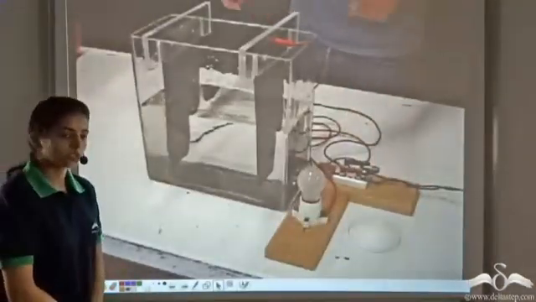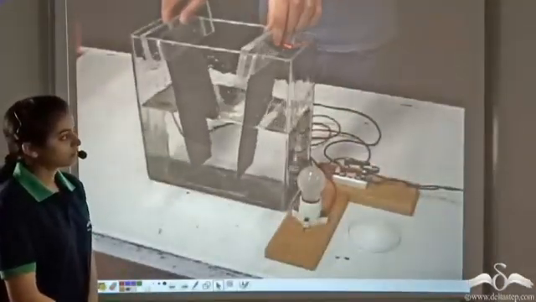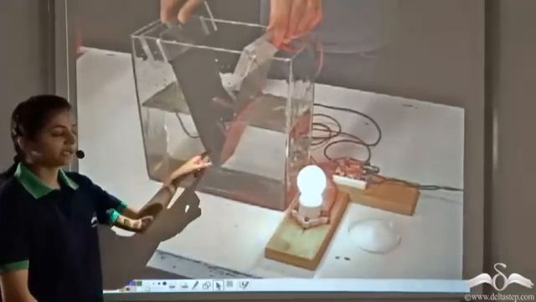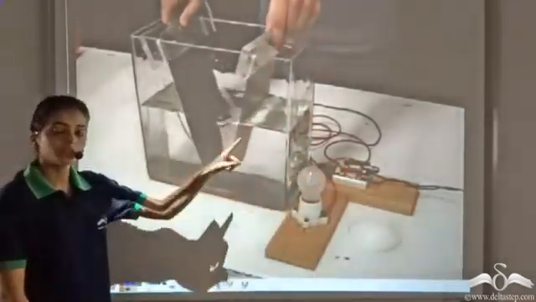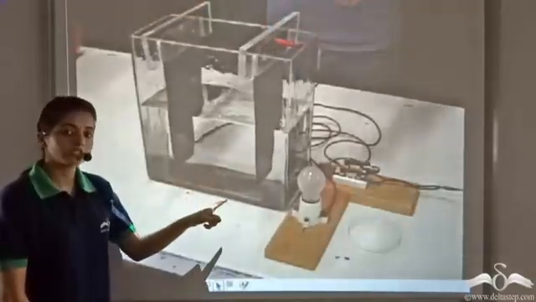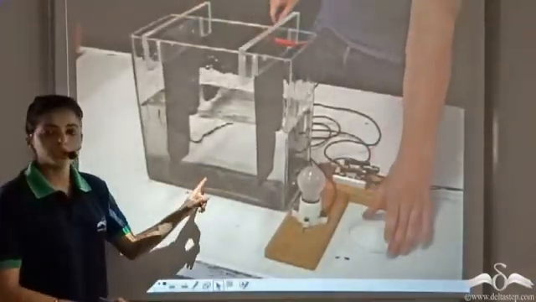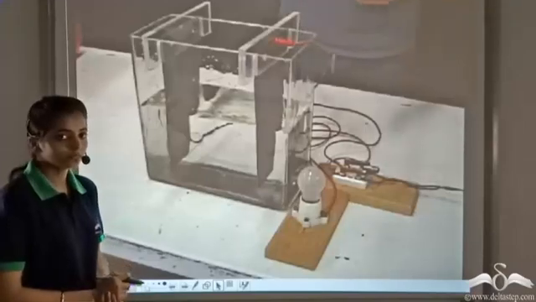When the switch is switched on, only on connecting the two rods, we see that the bulb lights. So we need a closed circuit for electricity to flow. So pure water does not conduct electricity on its own.